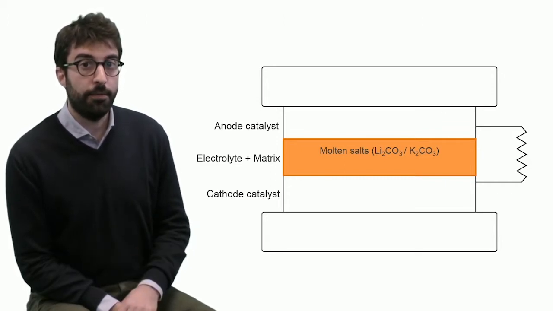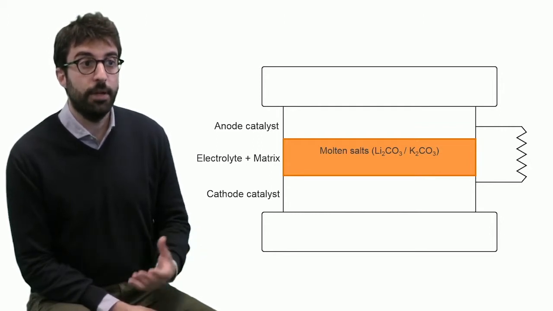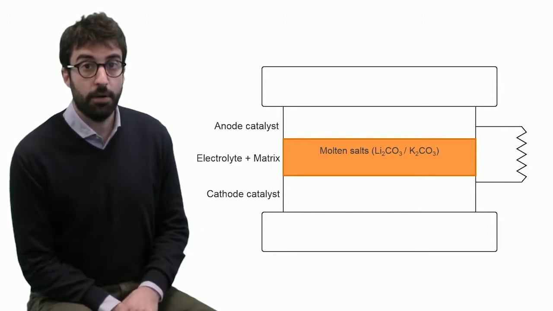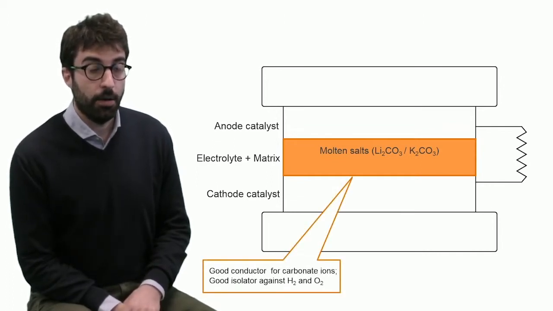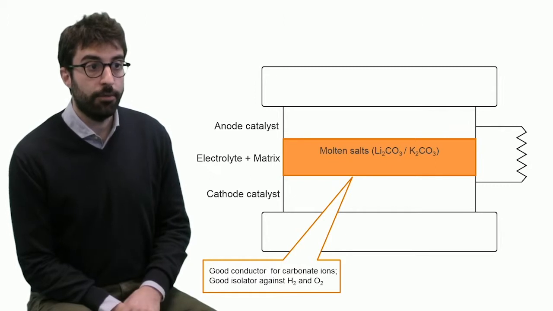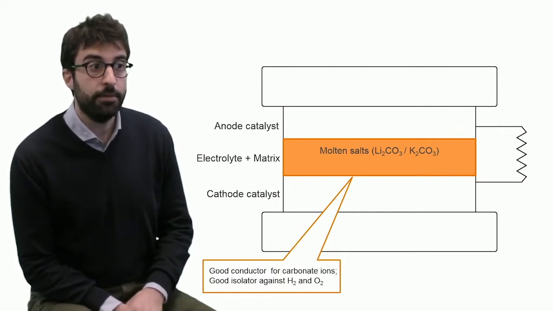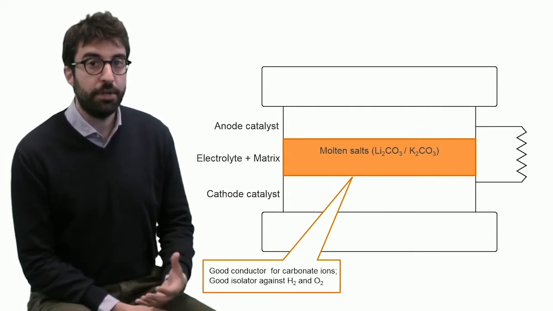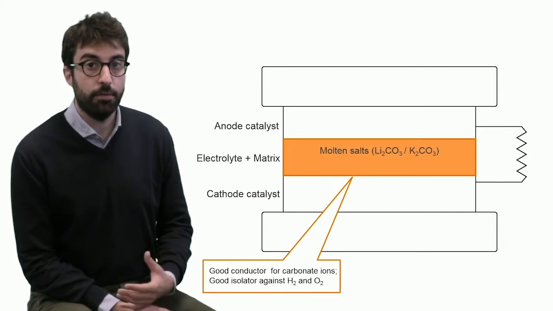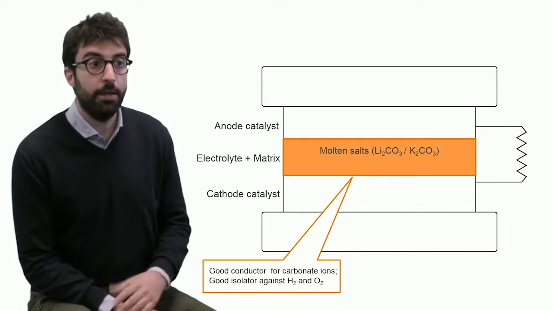That means we have a molten phase, usually made of molten salts such as lithium carbonates or potassium carbonates. As a technology, it requires the electrolyte to be a good conductor of carbonate ions that need to migrate from the cathode to the anode, and at the same time a good insulator to avoid mixing between reactants, so as to make a barrier that avoids oxygen and hydrogen getting in contact and reacting chemically.